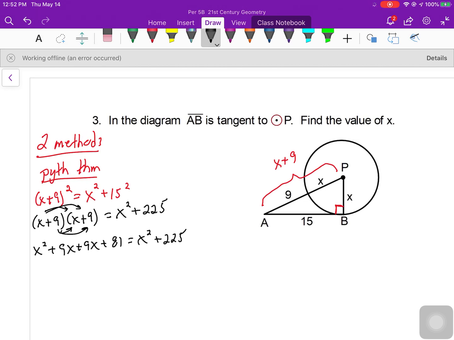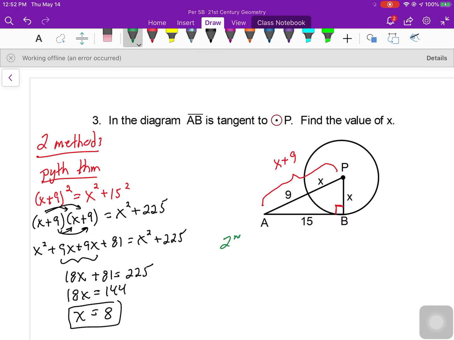We need to get everything on one side and 0 on the other side. I'm going to move everything to the left. When I move everything to the left, I'll subtract an x squared, so that's gone. But I do have a 9x and a 9x, so that's 18x plus 81 equals 225. And you know what? We can just subtract the 81. So 18x would be equal to 144. We divide by 18, we get x equals 8. So we've now found x.